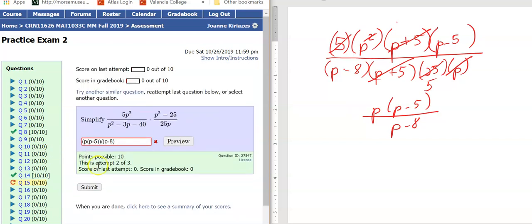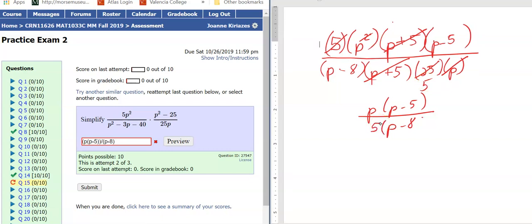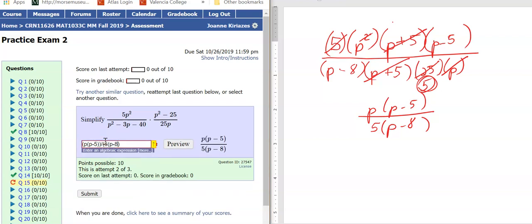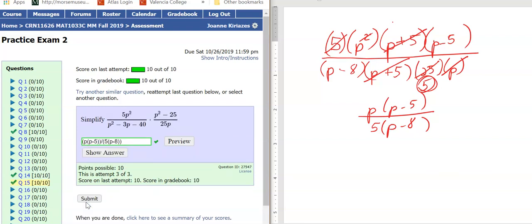Oh, it said I got it wrong. What did I do wrong? Let's look at that again. Did I make a mistake? Yes, I did. I forgot this 5 here. There was a 5 here. I just overlooked him. So we would need to add him into our answer. So I'm going to type him like this. Here we go. And it says, let's try that. Much better. Okay.